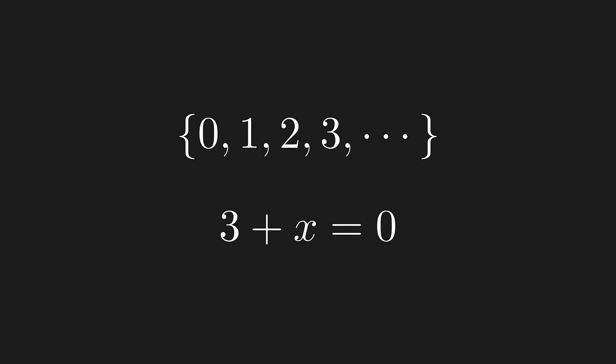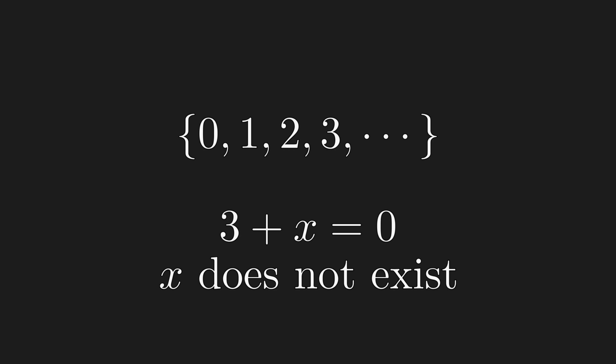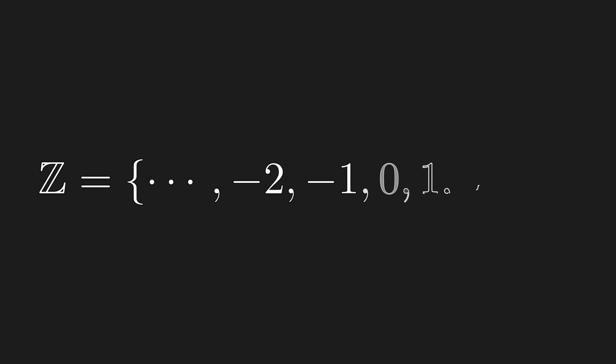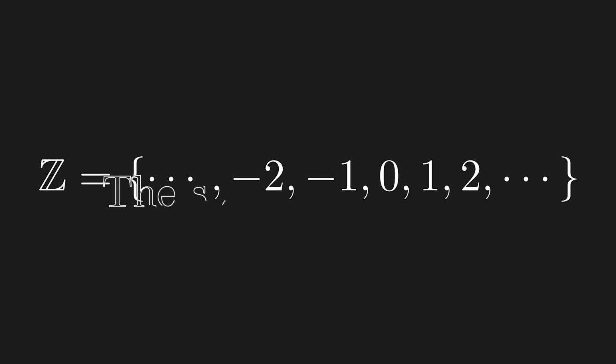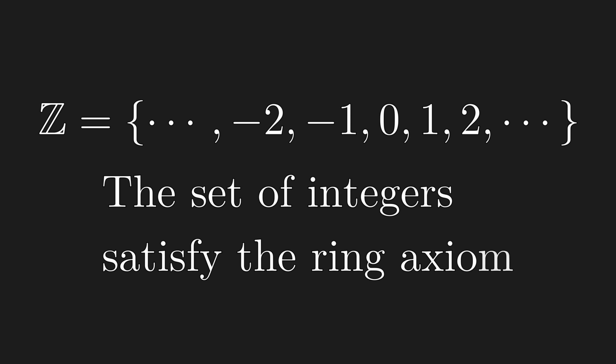The set does contain the additive identity. Now, can we find x such that 3 plus x is equal to 0? And there is no such x, which tells us that 3 does not have an additive inverse, which tells us that this is not a ring either. Then, how about the set of all integers? I'll leave it to you as an exercise, but this set indeed satisfies all of the ring axioms.